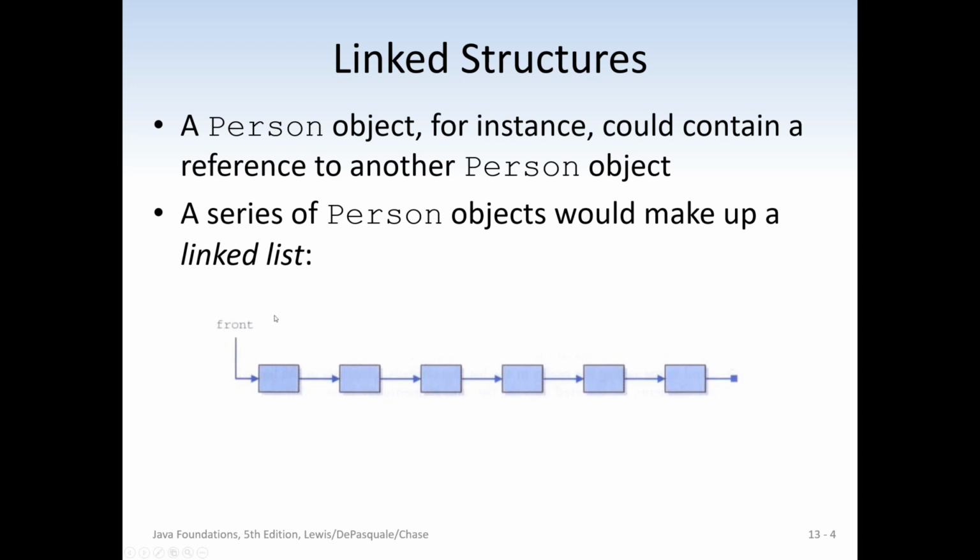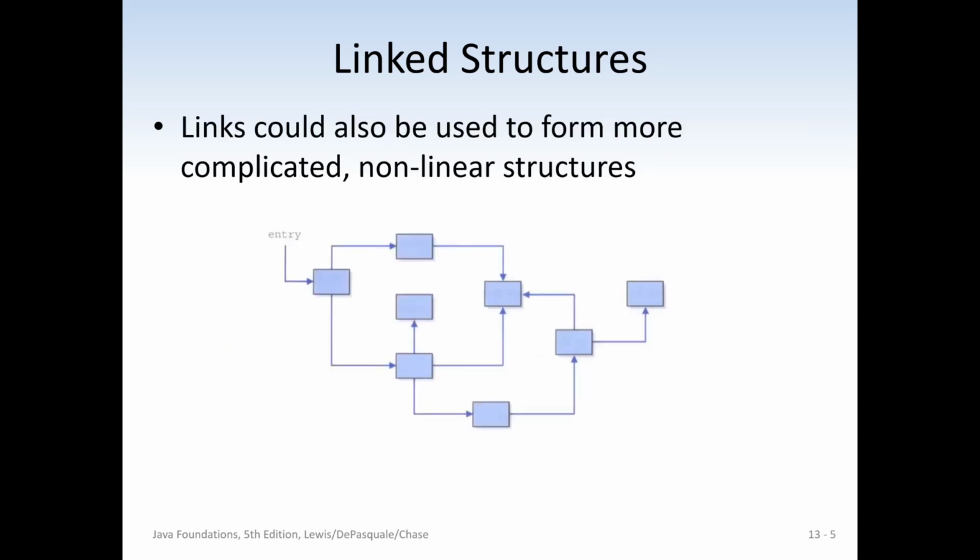We have the front reference. This is a person reference. It references this first person. The first person, internally, this object has another reference. The object itself has a reference to another person, which of course has a reference to another person, and we keep doing that. And the very last object in the list, we set that person reference to be null. So it's the end of the list. It's a null terminated list, is what we usually call this.